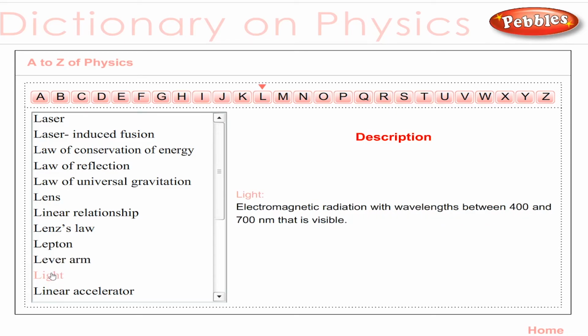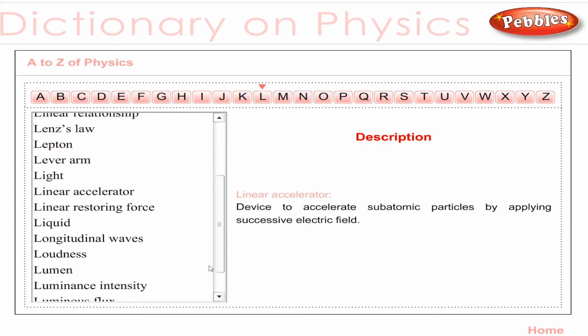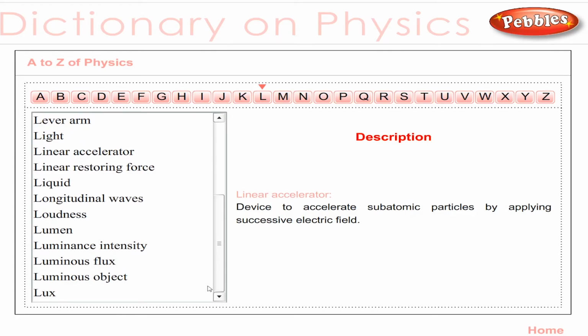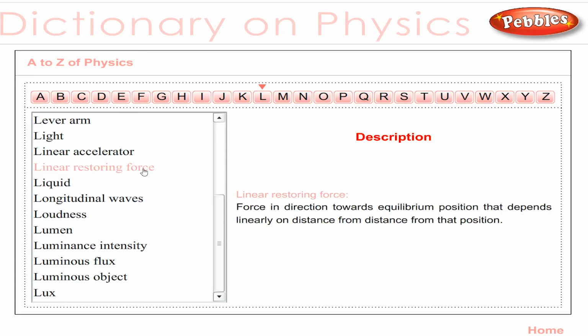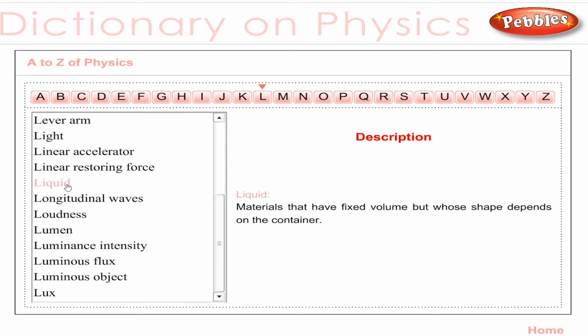Light. Electromagnetic radiation with wavelengths between 400 and 700 nanometers that is visible. Linear accelerator. Device to accelerate subatomic particles by applying successive electric fields. Linear restoring force. Force in direction towards equilibrium position that depends linearly on distance from that position. Liquid. Materials that have fixed volume but whose shape depends on the container.